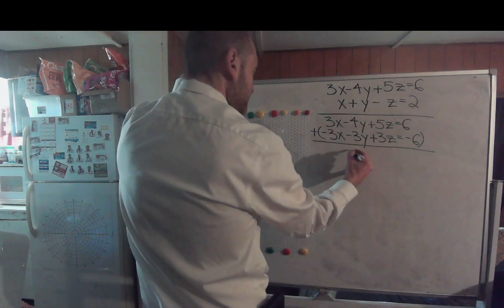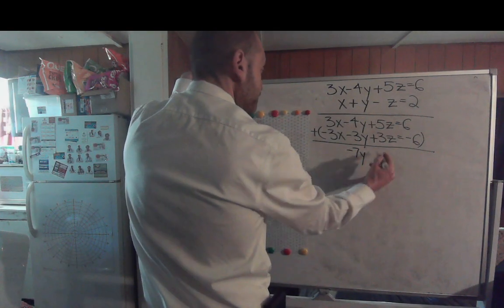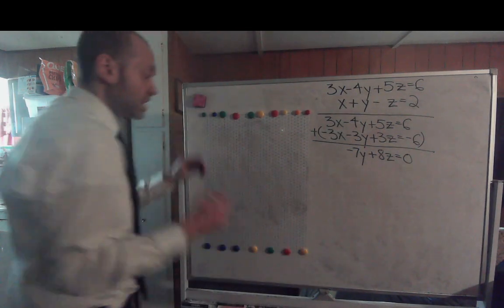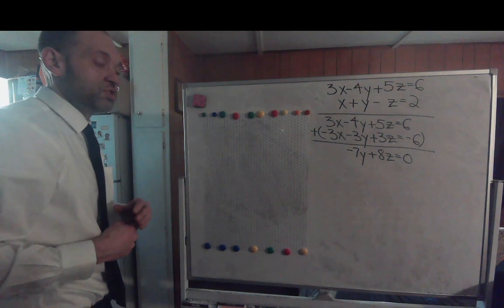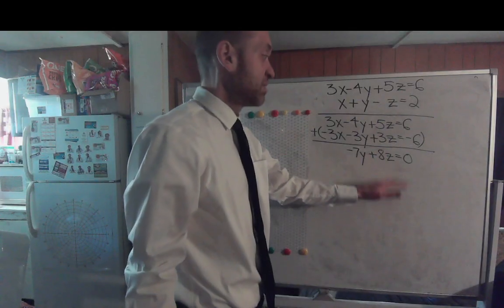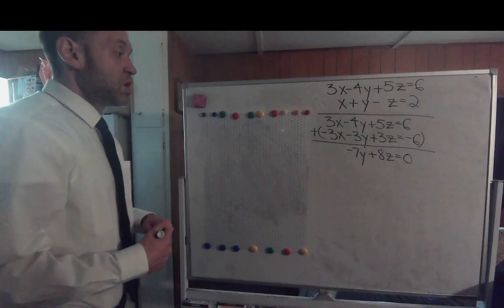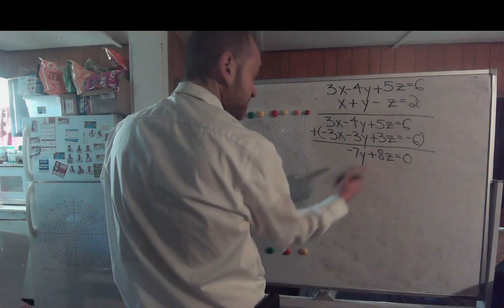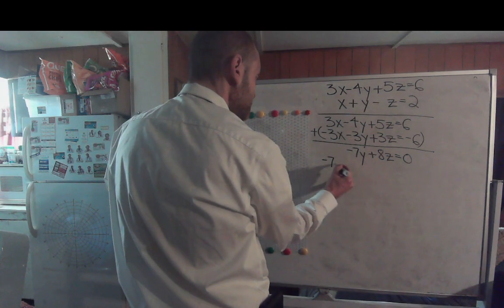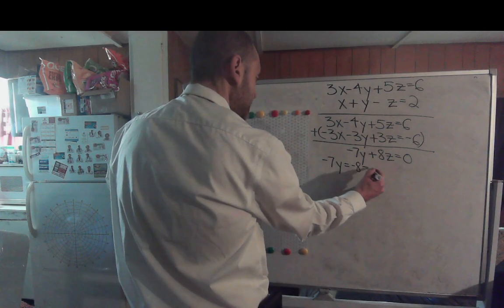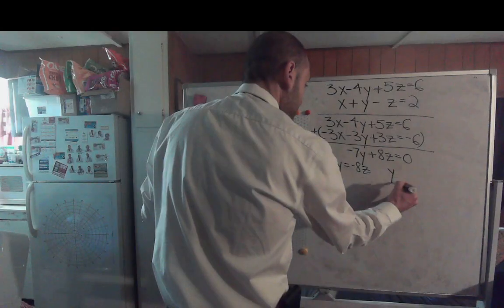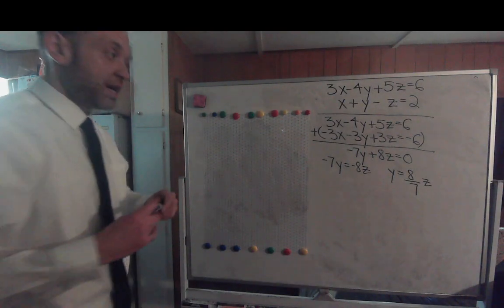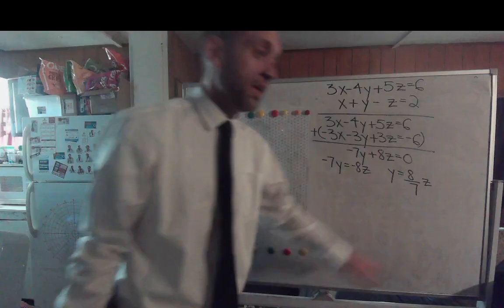So this would simplify into -7y plus 8z equals 0. Alright, so what the heck are we going to do with that? You just have -7y plus 8z equals 0. My suggestion is solve for y. All you're going to be able to do is get the variables separated. You'll end up getting -7y equals -8z, which would end up giving you y equals 8/7 z. Okay, that's great. So we have y equals 8/7 z.